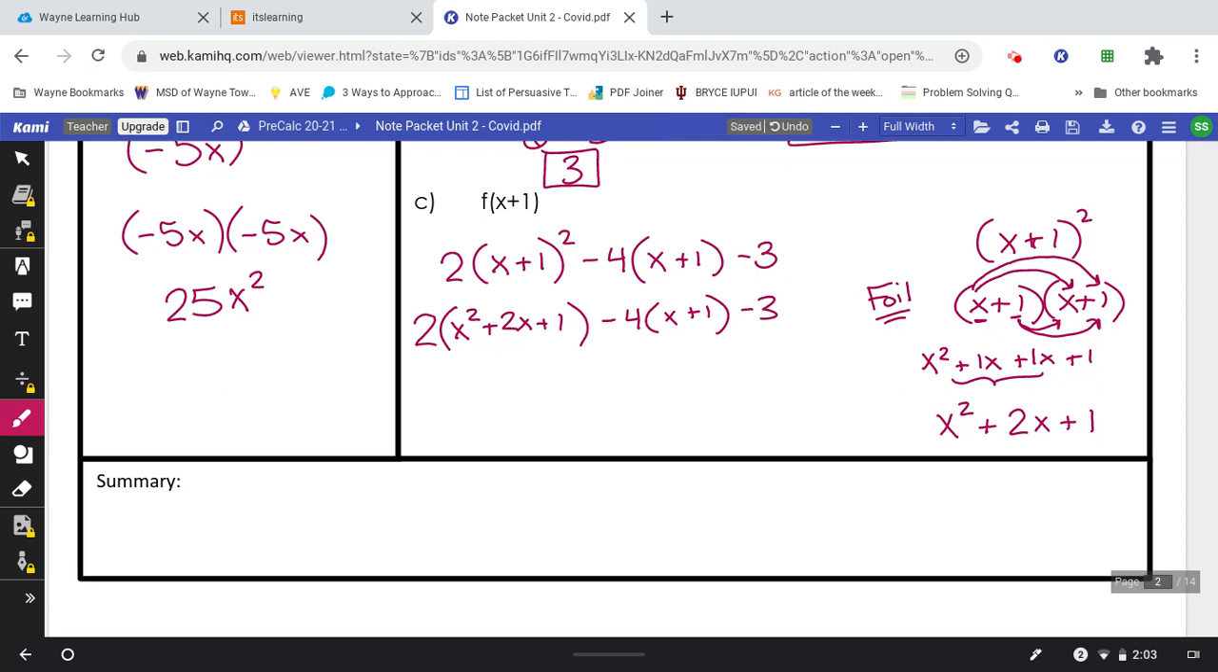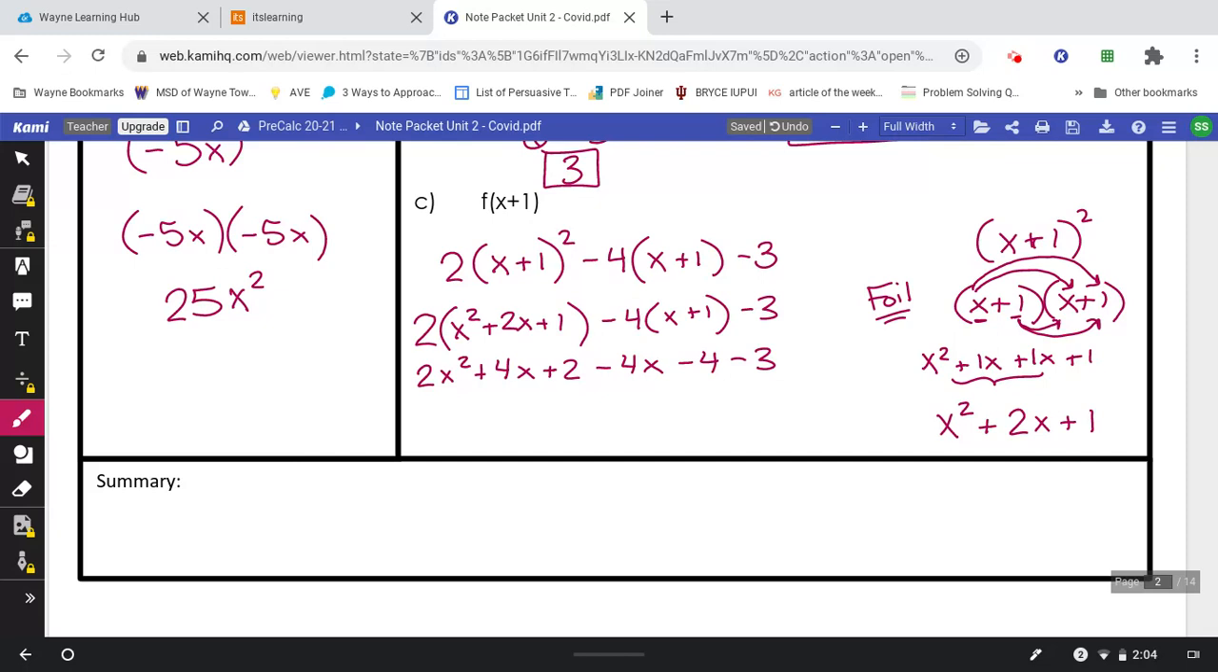Then I multiply. Go ahead and see if you can distribute that 2 as well as the negative 4. I'll give you just a moment. After I've done my multiplication, now I'm going to combine any like terms, adding or subtracting. So just the like terms here.